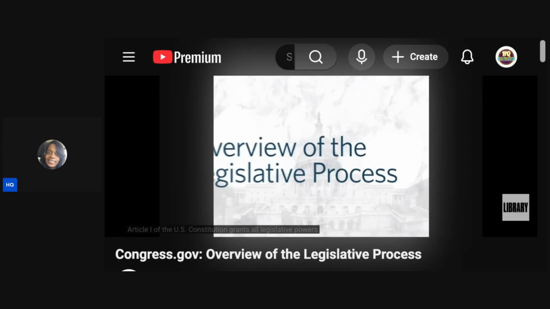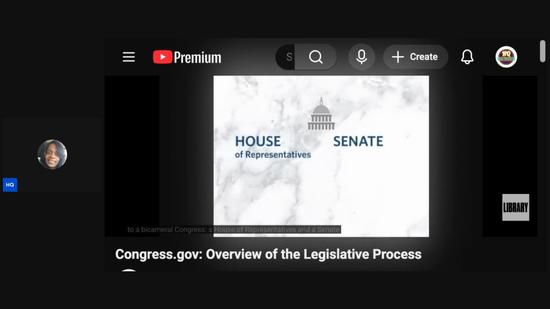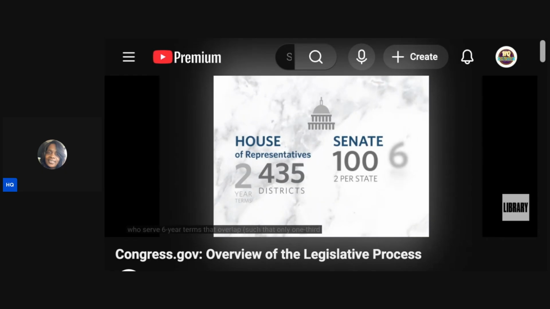Article 1 of the U.S. Constitution grants all legislative powers to a bicameral Congress, a House of Representatives and a Senate that are the result of a great compromise seeking to balance the effects of popular majorities with the interest of the states. Our system currently provides for a 2-year term of office for House members from the 435 population-based districts. In the Senate, voters of each state elect 2 senators who serve 6-year terms that overlap, such that only 1/3 of the chamber is up for election in any given election cycle.